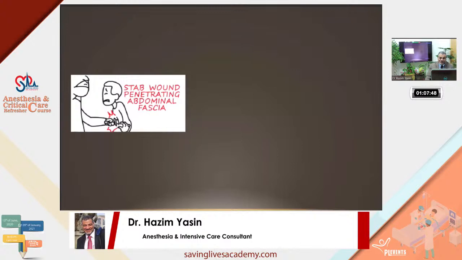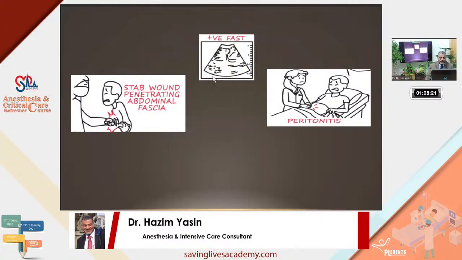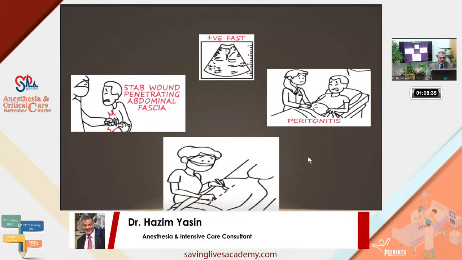But if the stab wound doesn't penetrate the abdominal fascia, it means it is superficial. Maybe it was just playing or accidental. So it is not indicated for laparotomy. It only needs close observation and follow-up. Peritonitis: if peritonitis is not clear, we will do FAST. If the FAST is positive for contamination, for any bowel contents or any blood, we will go to OR laparotomy also.